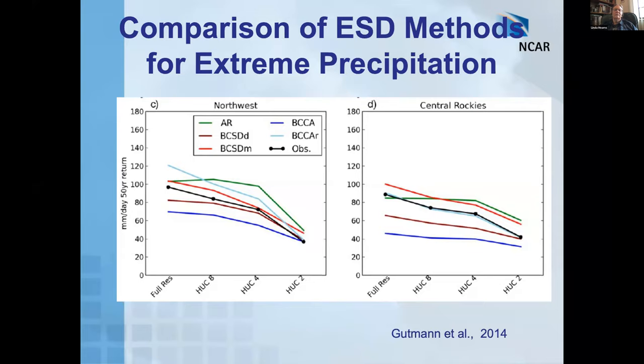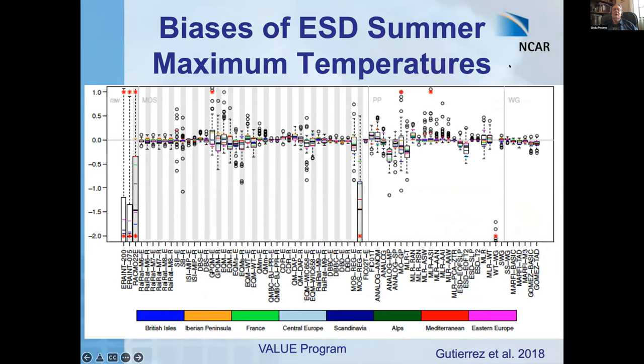Now, this is a very complicated and ugly, quite frankly, diagram. I just wanted to show this. This is done by Jose Gutierrez and colleagues for this program VALUE, a massive program that was done over Europe. And needless to say, I'm not going to go through these details. This is really just to show you the variety of statistical methods that there are. All of these methods on the x-axis are different statistical methods. And then this is showing the biases of these different methods for these different regions. And so this was a massive study showing that there's certainly variability across the methods, but all of these methods do better than the raw coarser model results that are shown here over on the left.